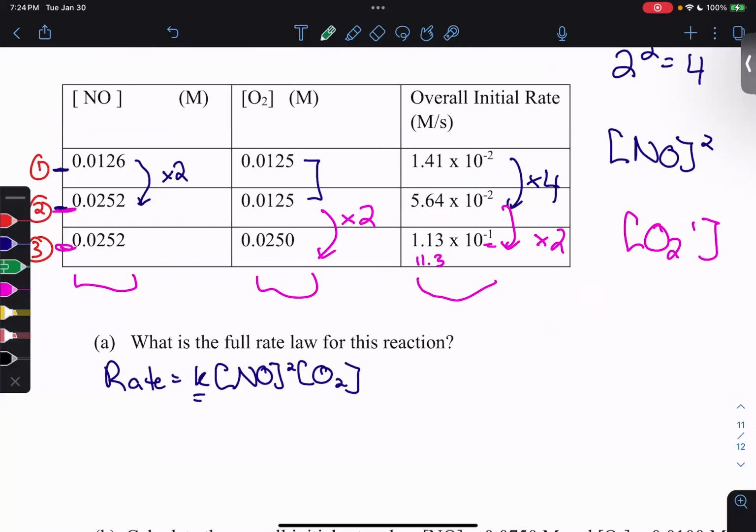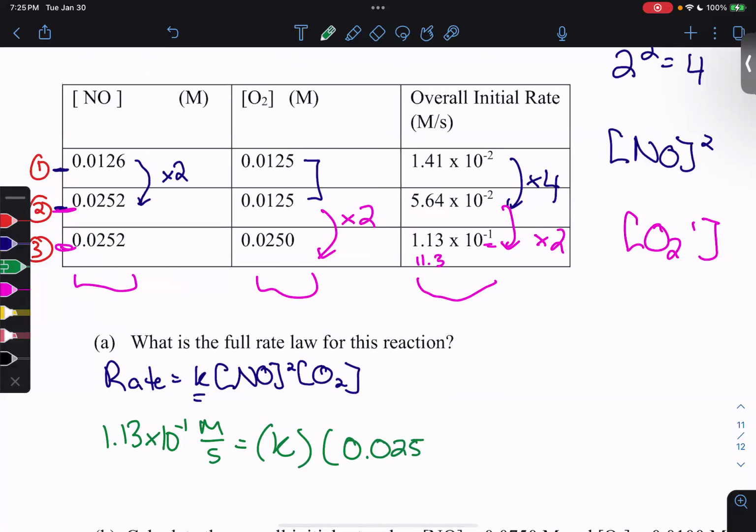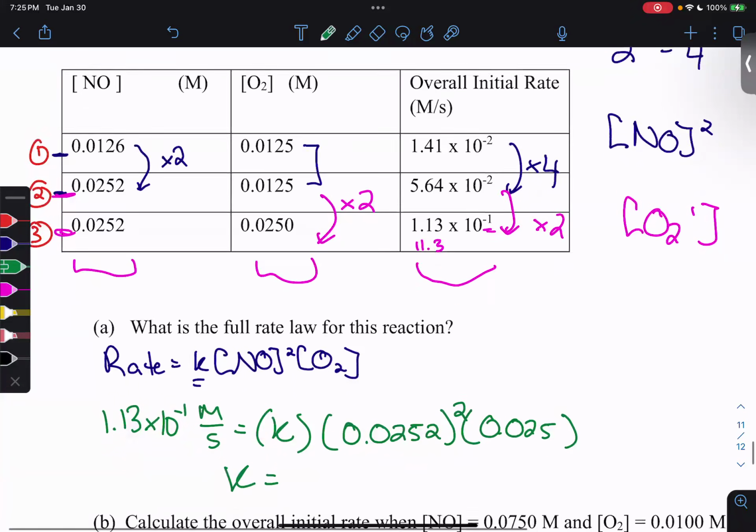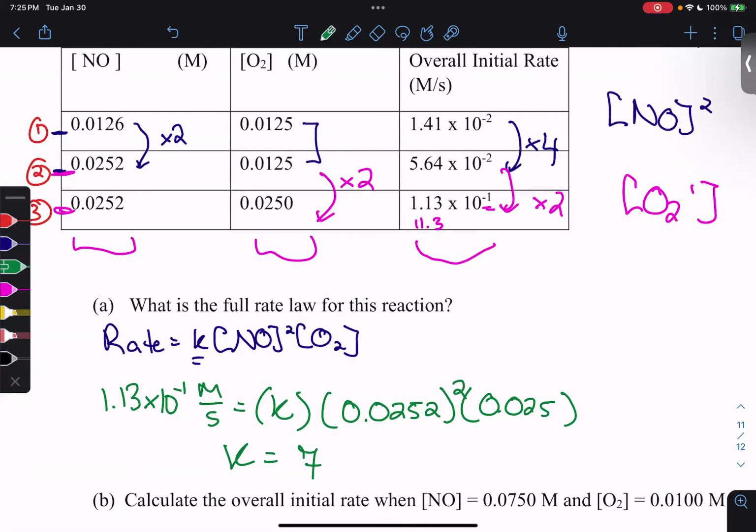So rate equals 1.13 times 10 to the negative 1 molarity per second. We're solving for K. NO concentration, so 0.0252 squared times 0.025 to the 1. And then we get K equals something. K equals a tiny number. Oh no, a big number. 7.1 times 10 to the 3.